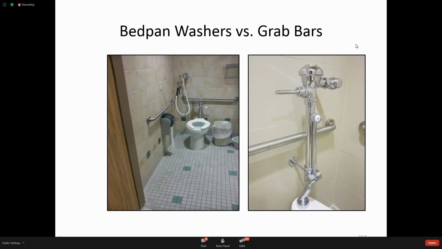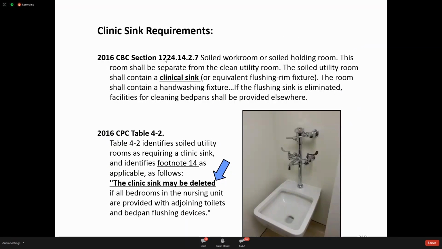So let me walk you through the code requirements on this. There are clinic sink requirements in the building code. By code, in a med-surg unit, you have to have a clinical sink in the utility room, in the soiled utility room. There's an exception in the plumbing code that says you can delete that clinic sink if and only if you provide bedpan flushing devices in each and every patient room. That's a choice that the architect and the architect's client, the building owner or the healthcare provider, make themselves. OshPod is not making you do that. It's a choice that you make.